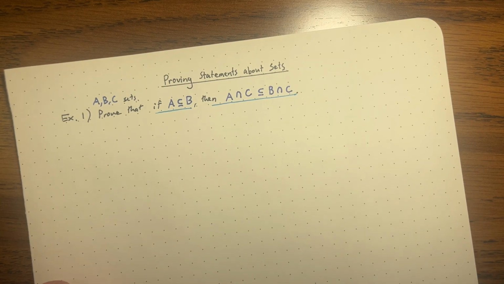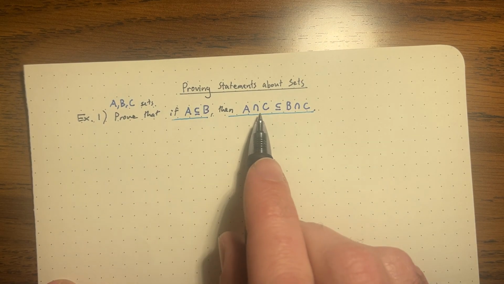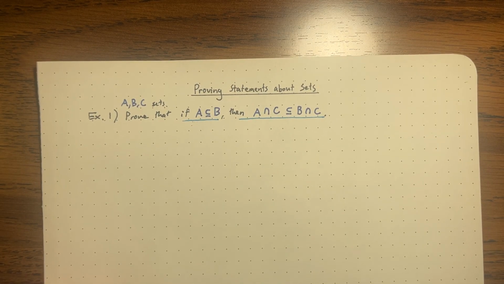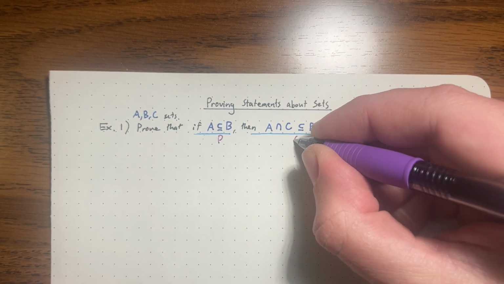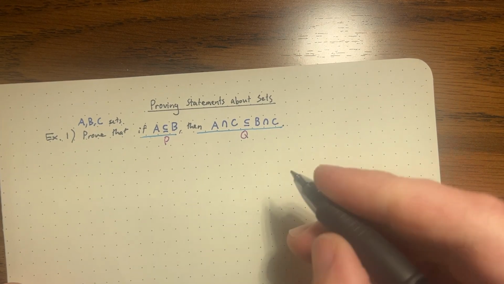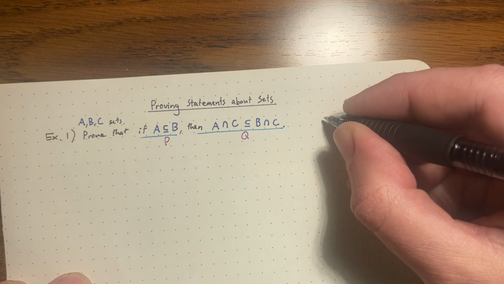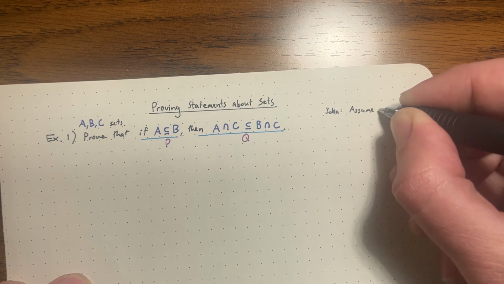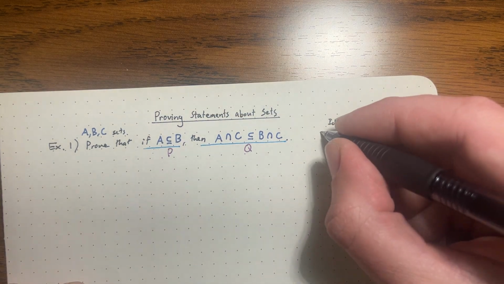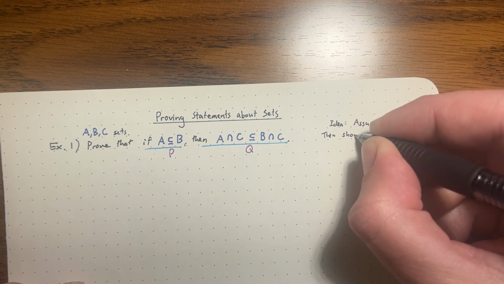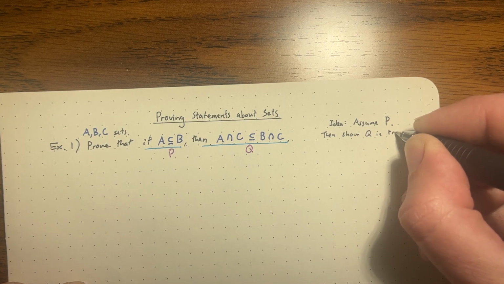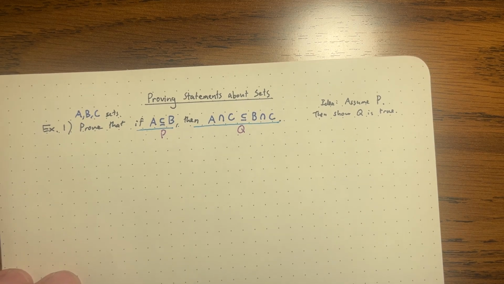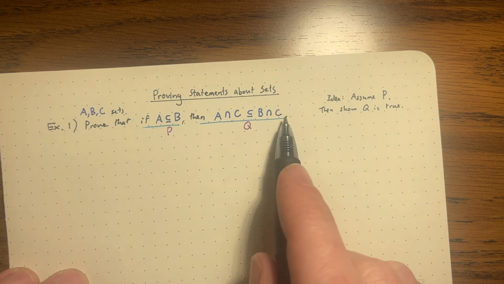And so you'll recall, to prove a conditional, what do we do? Let's call this P. This is P right here, and this is Q. If P, then Q. So to prove a conditional, the idea is we'll assume P is true, then show Q is true. And that will prove the conditional. So this is what we're assuming, and this is what we want to show.